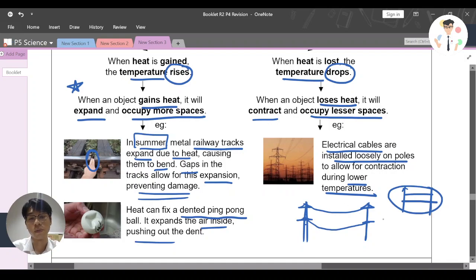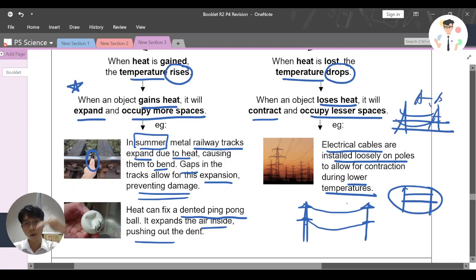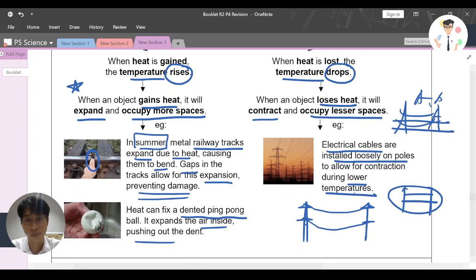The same thing goes for bridges. Sometimes you can see a bridge like this, right? Again, all these things are installed in these ways because of the effect of heat that might happen here. So, important.